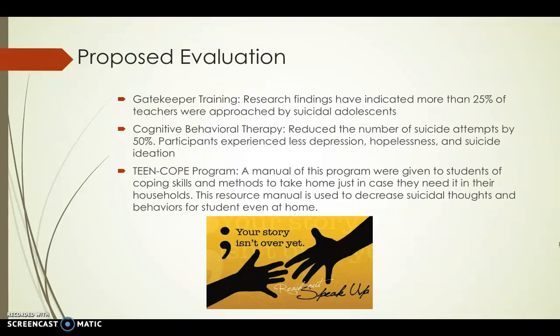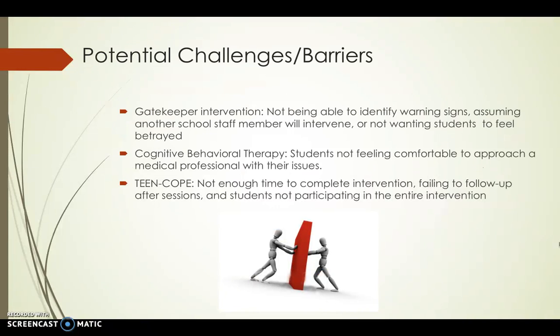So here's the proposed evaluation. The gatekeeper training findings indicated that more than 25% of teachers were approached by suicidal adolescents. Cognitive behavioral therapy reduced suicidal attempts by 50%, and the TCOPE program decreased suicidal thoughts and behaviors for students even at home. Some challenges and barriers: gatekeepers not being able to identify warning signs, assuming that others will intervene; for cognitive behavioral therapy, students not feeling comfortable approaching a medical professional; and for the TCOPE program, students not finishing the sessions.